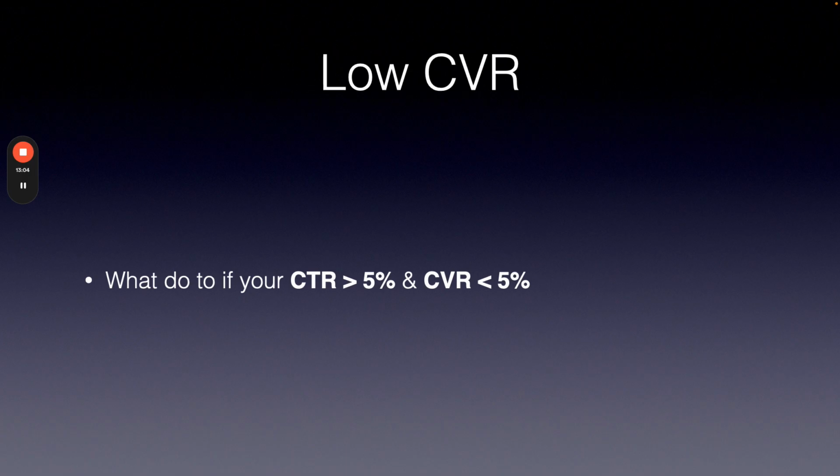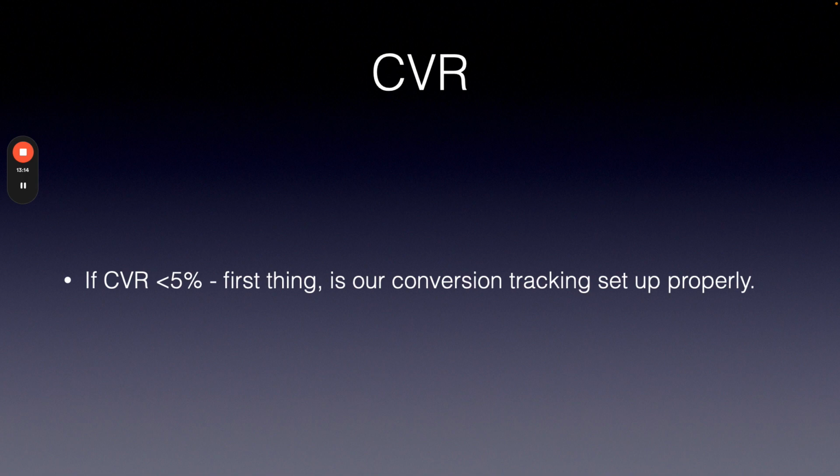But, okay, so you do everything I just said. You fix your click-through rate. It's now going to be above 5%, I promise. But your conversion rate is under 5%. What do we do? Well, first thing is, are we actually tracking conversions properly?